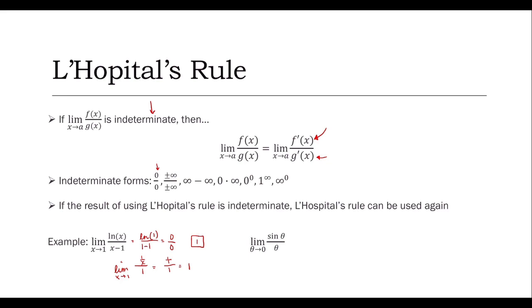Next, we have the limit as theta approaches 0 of sine of theta over theta. So our sine of 0 over 0 is equal to 0 over 0. So that's indeterminate. So we would do the limit as theta approaches 0 of the derivative of sine of theta, which would be cosine of theta, over the derivative of theta, which is 1. Our cosine of 0 over 1 is equal to 1 over 1, which equals 1. So that's how you would use L'Hopital's rule.